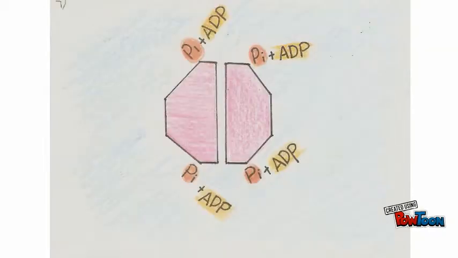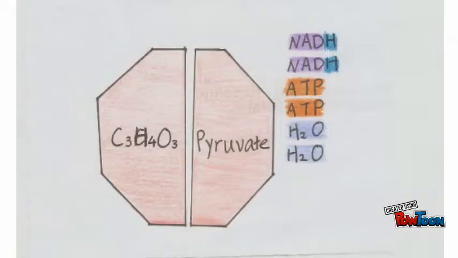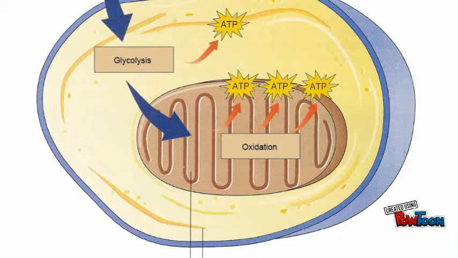is. Then 4 ADP attached with the phosphate and become 4 ATP. And then replace the 2 we have used before. So, in the end of the glycolysis, glucose becomes 2 pyruvate and produces 2 ATP, 2 NADH, and 2 water molecules. And the pyruvate is going to the mitochondria for the next cycle, which is the Krebs cycle.